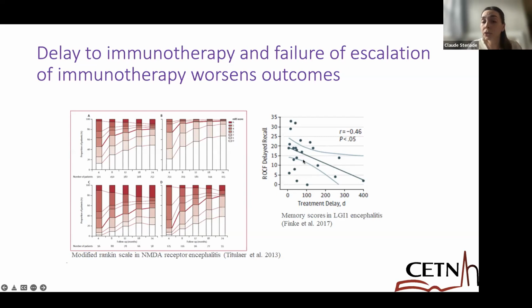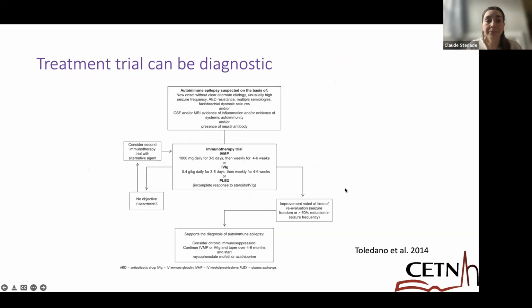Similarly here, you can see that in patients with LGI1, those who were treated later do worse cognitively. And lastly, treating these patients can be helpful diagnostically. And usually that's more so in the outpatient setting. If you're suspecting that there's something autoimmune going on, but you're not 100% sure, then it's fine to do an immunotherapy trial as long as you're very clear ahead of time on what you're going to consider a response. You don't want to end up putting patients on chronic immunotherapy, not really knowing what's going on. But I often use this as a trial. And if you see a significant seizure reduction or improvement in other factors like cognition, then it can support your diagnosis.